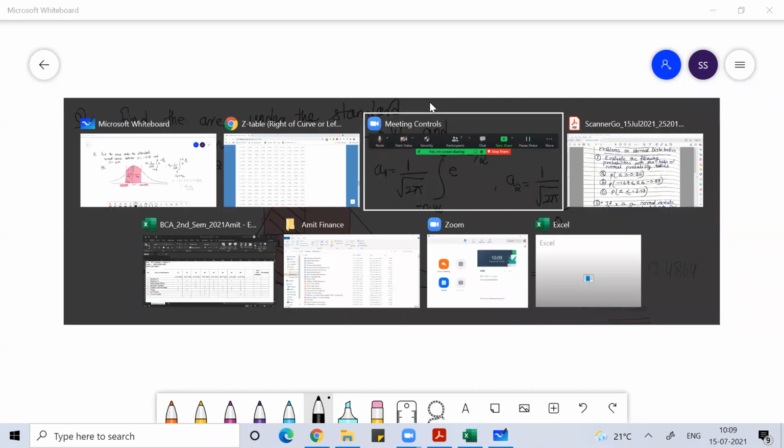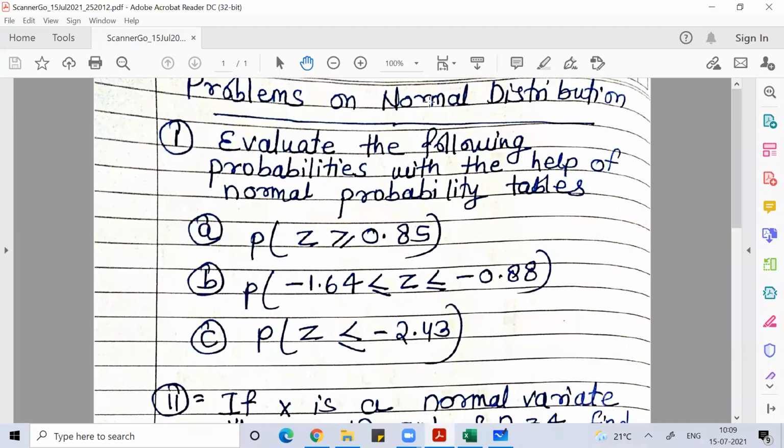Similarly, if I ask you to solve this question 1, parts A, B, C, tell me, guys, is it possible for you to solve question number 1, A, B, C, while looking at the normal distribution table?